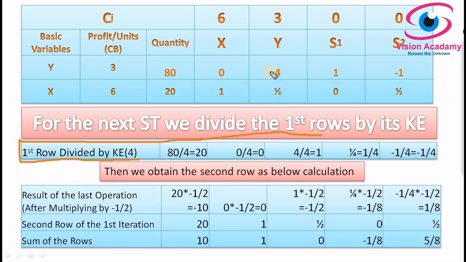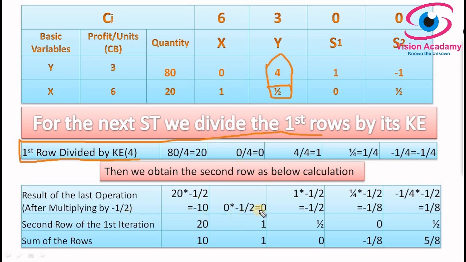In the second row, the incoming variable is this, that is 1 by 2. For the first row, the value corresponding to it is 4, which is also the key element, which is divided to derive the first row. To derive the second row, we will consider the last operation, and that operation must be multiplied by 1 by 2, not only positive, we will make it a negative 1 by 2. So 20 into minus 1 by 2 is minus 10.